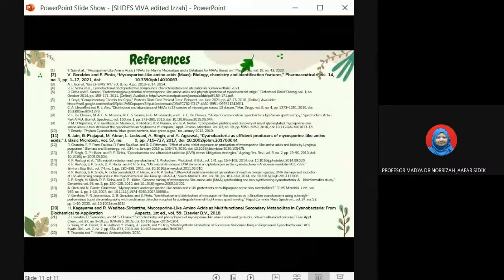Nurul Izzah. Yes. Okay. Just now, you talked about this cyanobacteria, right? So right now, how do they culture the cyanobacteria and then extract the MAAs?